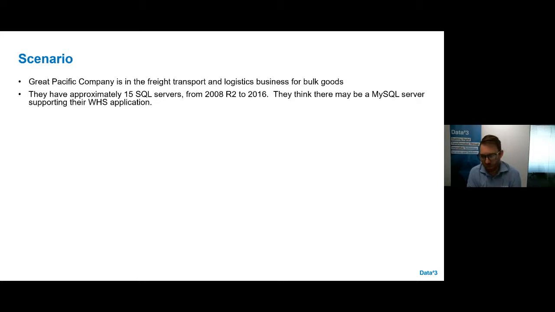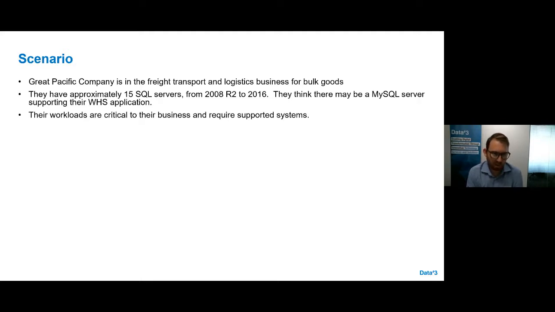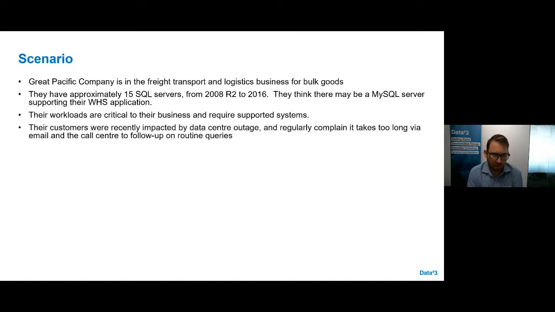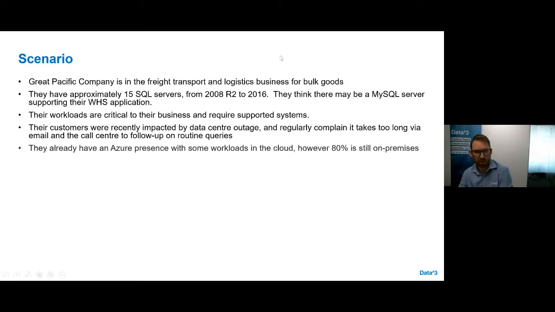And they think there might even be some MySQL there for a WHS application. Their workloads are critical to their business, and they require support systems running all the time. Customers were recently impacted by a data center outage and regularly complain it takes too long by email and the call center follow-up and routine queries. There's some frustrations there from their clients.